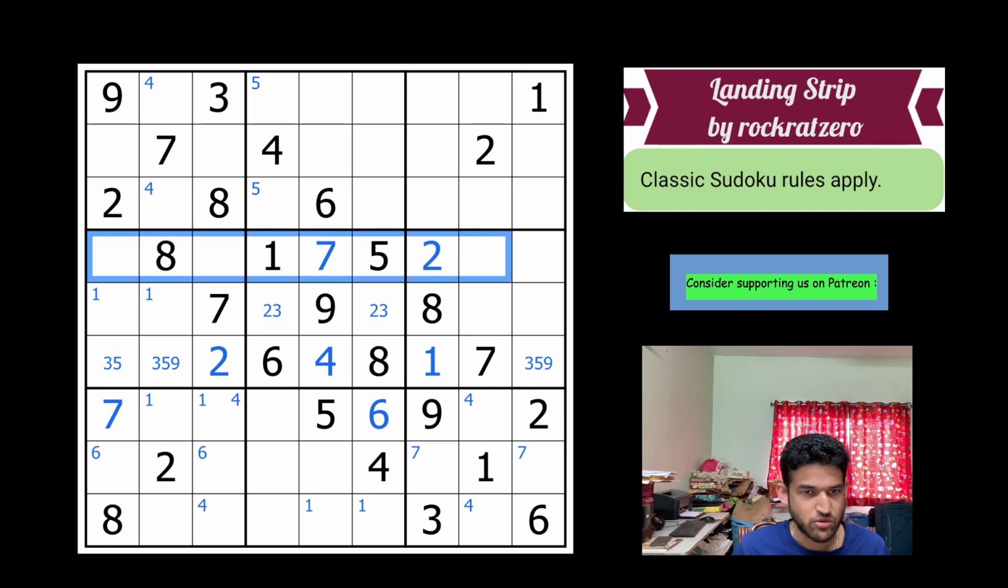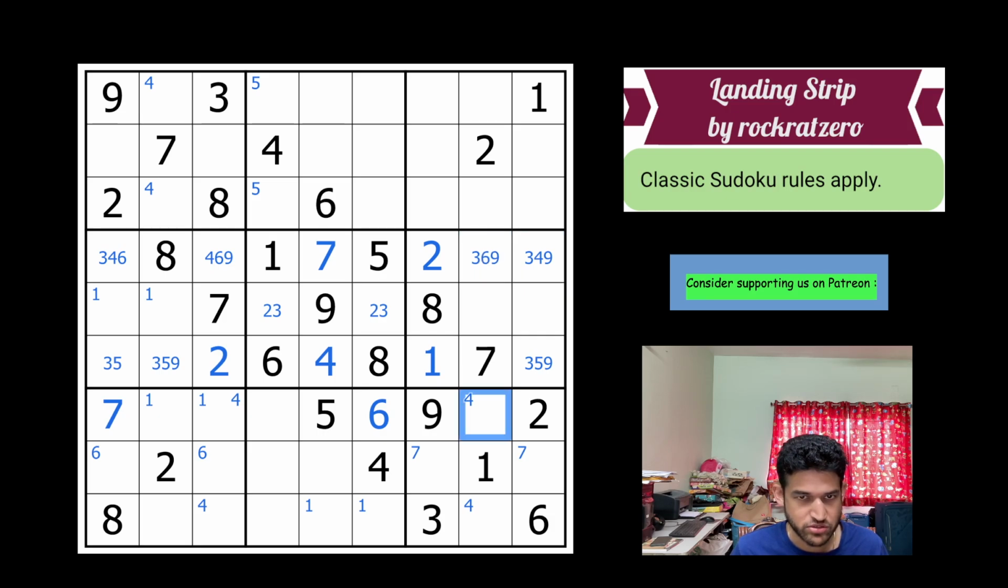Now maybe row 4, 1, 2, 5, 7, 8. 3, 4, 6, 9 are the missing digits. This is 4, 6, 9. 3, 4, 6. This would be 3, 4, and 9. This would be 3, 6, 9 because of this pointing pair of 4. So this is 3, 6, 9.